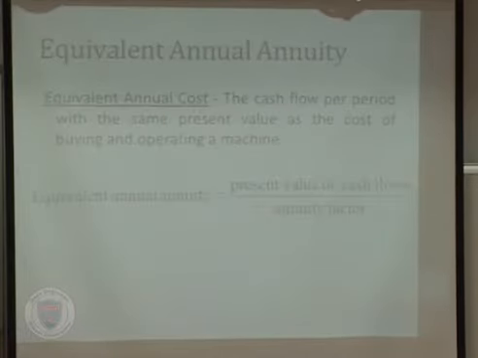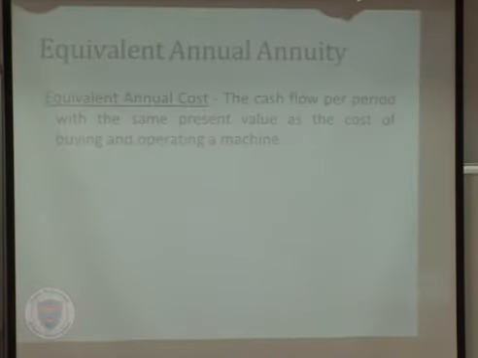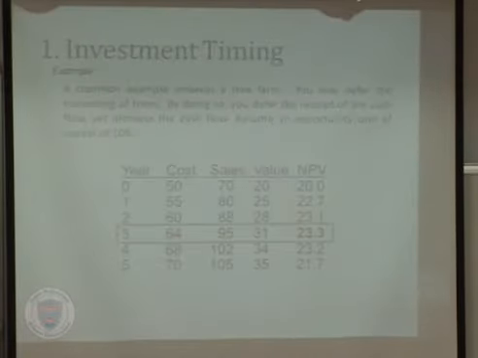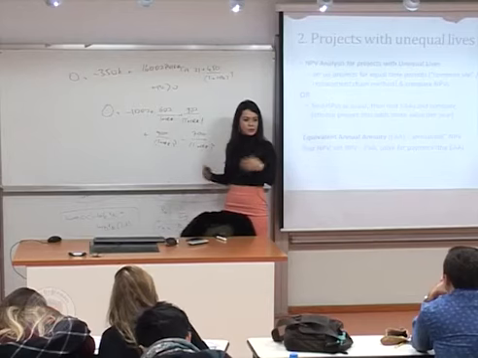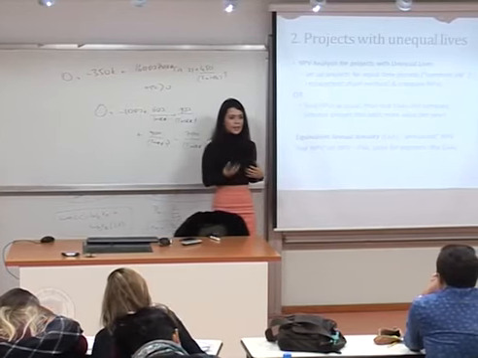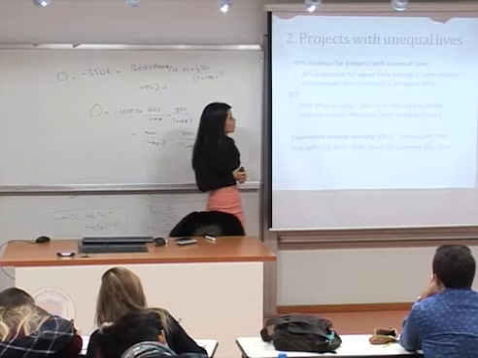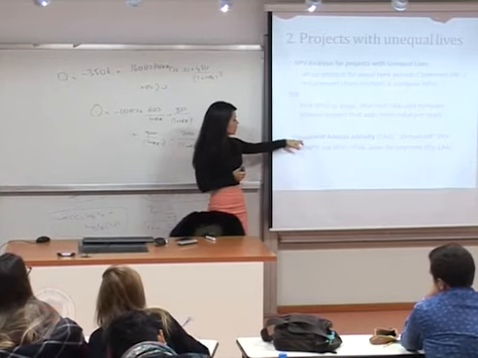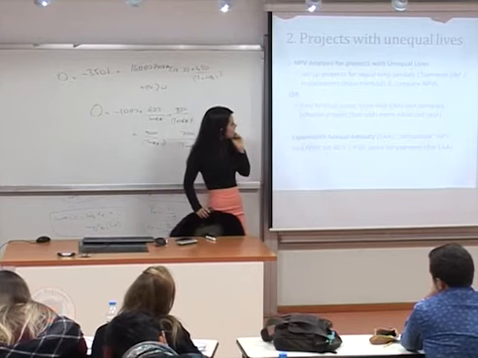Then we have projects with unequal lives. So basically, I know that not all projects will have the same life. Okay, some projects will have 5 years, some projects will be 10 years. In that case, what should we do? In that case, we're going to use the equivalent annual annuity. We will talk about it in a second.